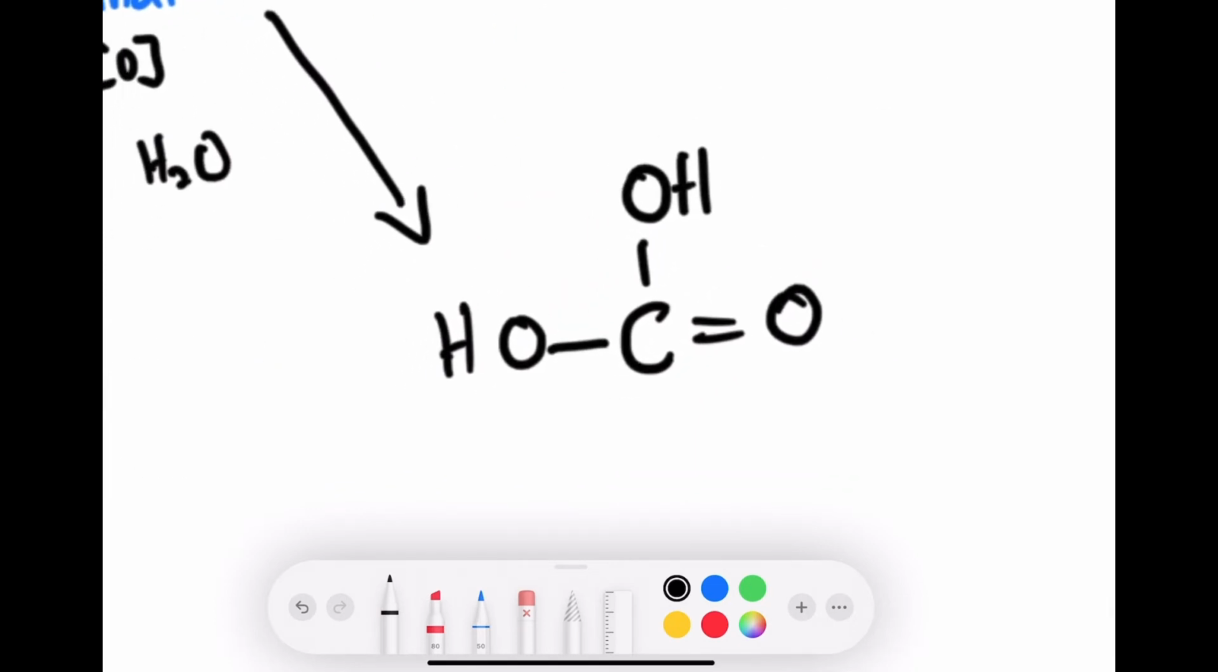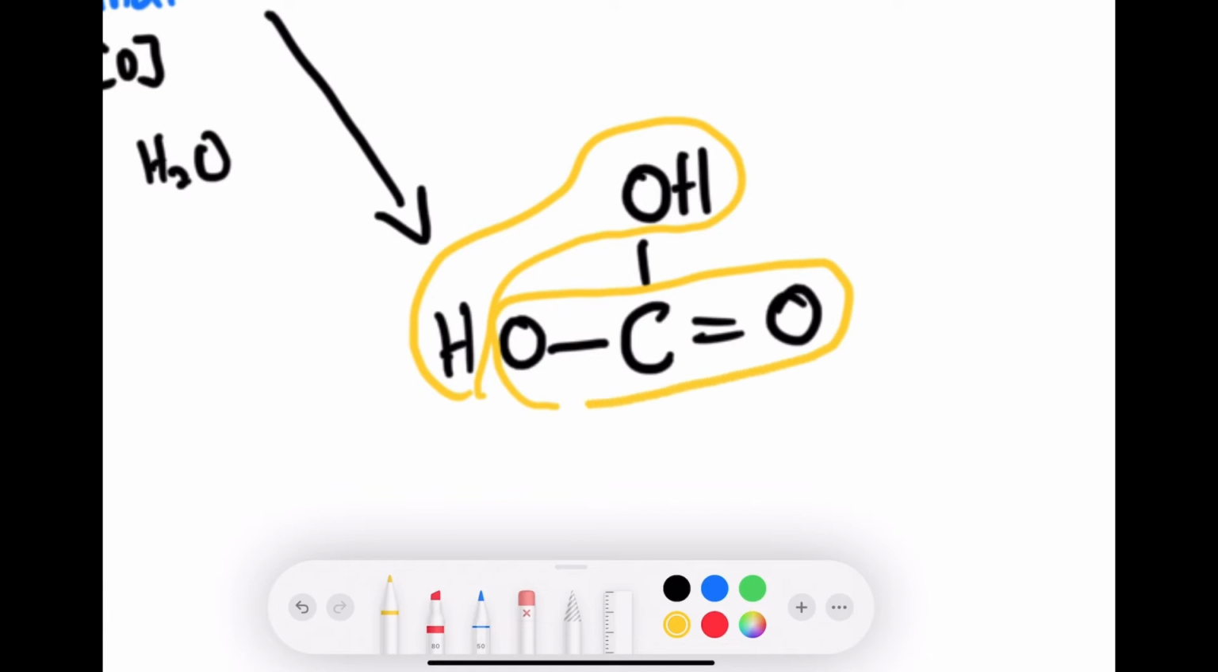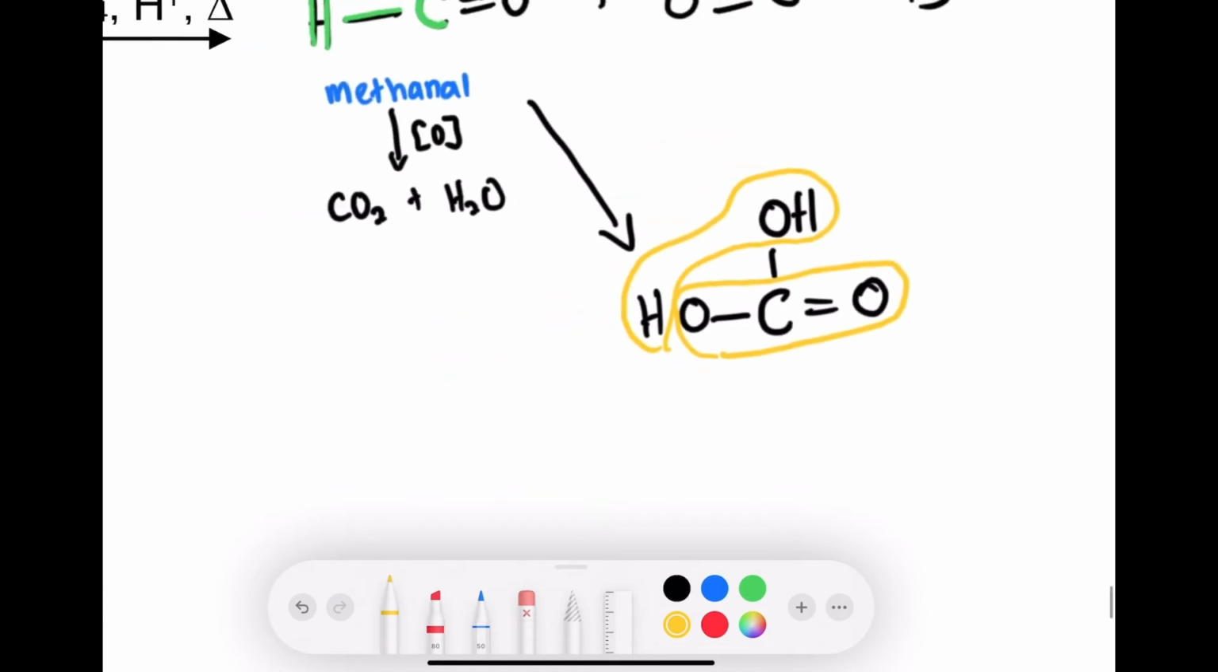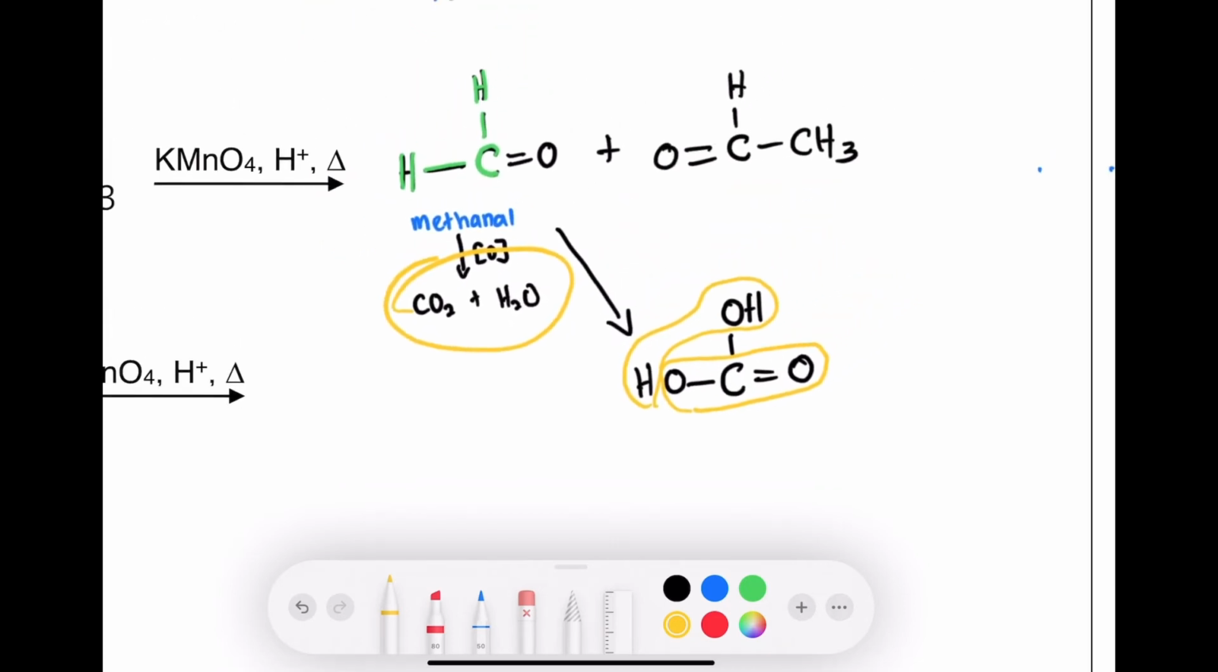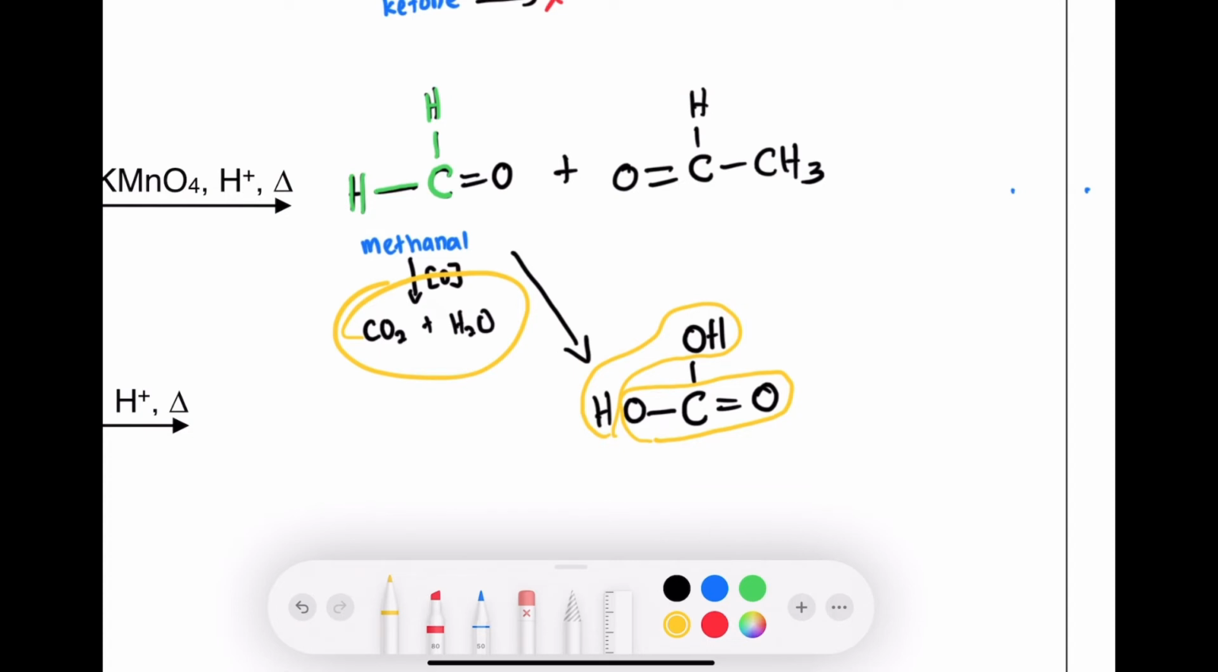So what will happen? It will break again to get stability. So basically, this will break into H2O, and this will break away CO2. And that's why you get this. Okay, that's why you get this.